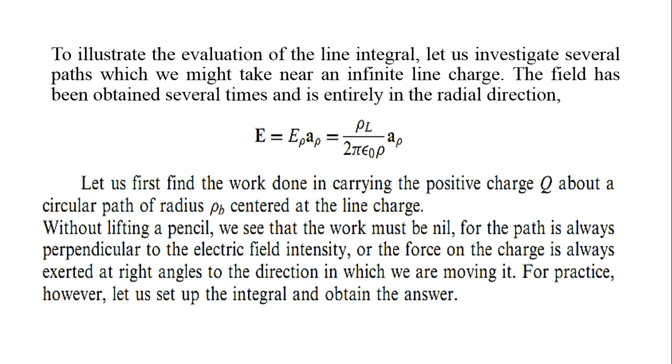It means that the charge is being moved perpendicular to the electric field intensity. Now in this case, the electric field intensity is radial. The electric field intensity due to a line charge is radial, and we are moving a charge over phi. We are moving the charge q in circular direction. So the charge is being moved perpendicular to the electric field intensity, so the work must be zero.